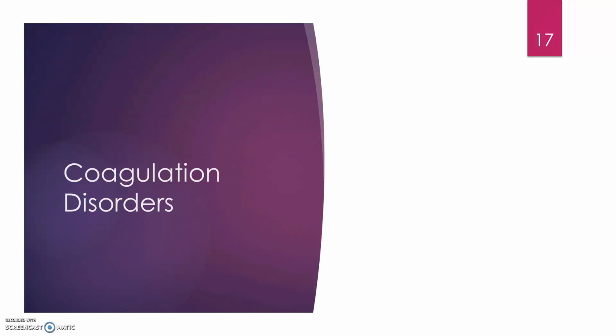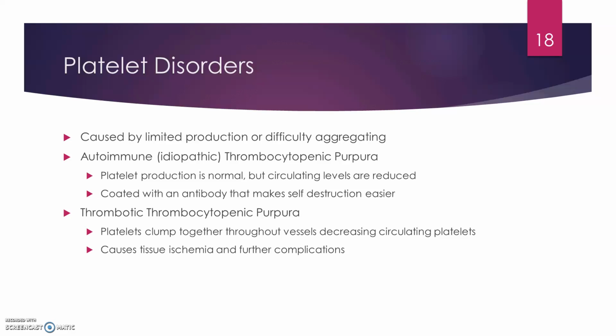Coagulation disorders. So when you talk about platelet disorders, this can either be autoimmune or idiopathic thrombocytopenia purpura. So this is you produce enough, but for some reason you're destroying them. Oftentimes we see this after like an infection and your body just gets revved up, and it makes an antibody that coats those platelets, and then your body destroys the platelets. Otherwise it can be TTP, and this is when platelets will clump together in some areas of your body, leaving you without in other areas of your body.